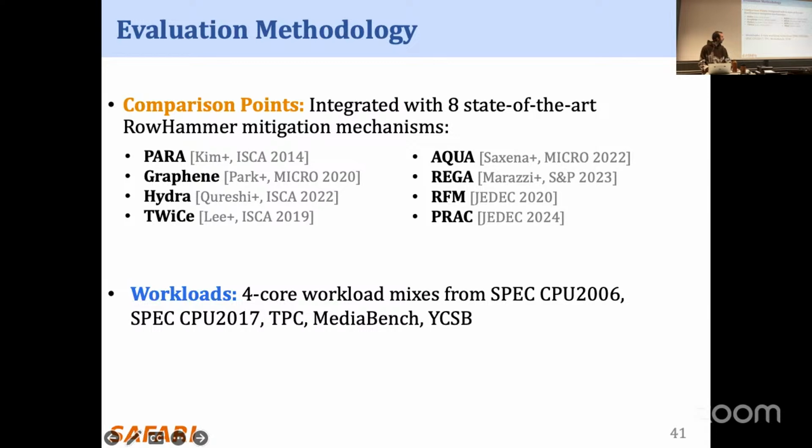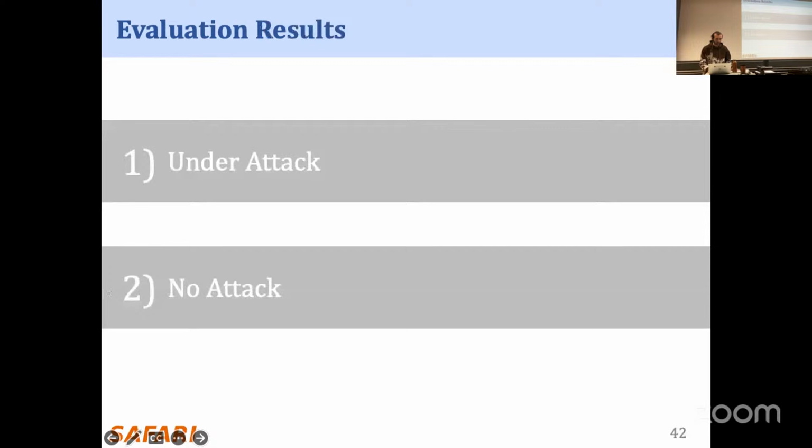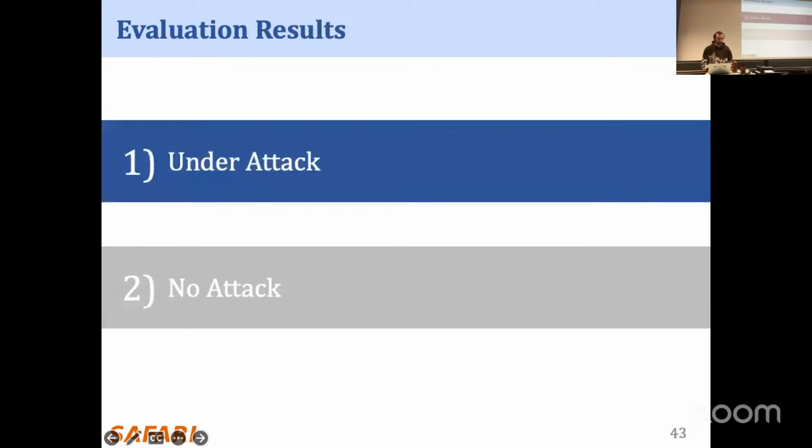We evaluate 4-core workload mixes from SPEC 2006, SPEC 2017, TPC, MediaBench, and YCSB. We create 2 types of workloads. 90 mixes where we have a malicious core that is mounting a memory performance attack by triggering many RowHammer preventive actions, and 90 other mixes where all applications are benign. I'm going to go over the under-attack results in a bit more detail right now.